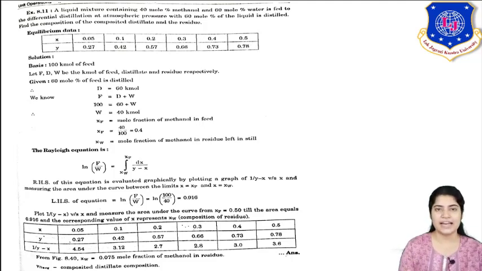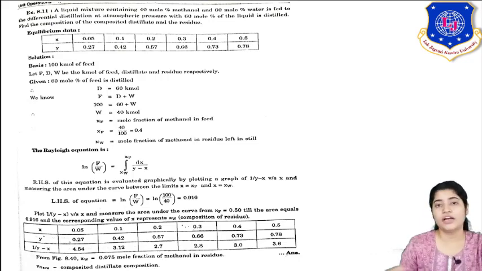Now what you have to do here? LHS of the equation is ln of F upon W. Feed is 100, W is 40. You apply the natural logarithm ln, and you get the value 0.916. So that is your LHS. It is a constant, unitless value. Once you have plotted the equilibrium data, you get the equilibrium line.